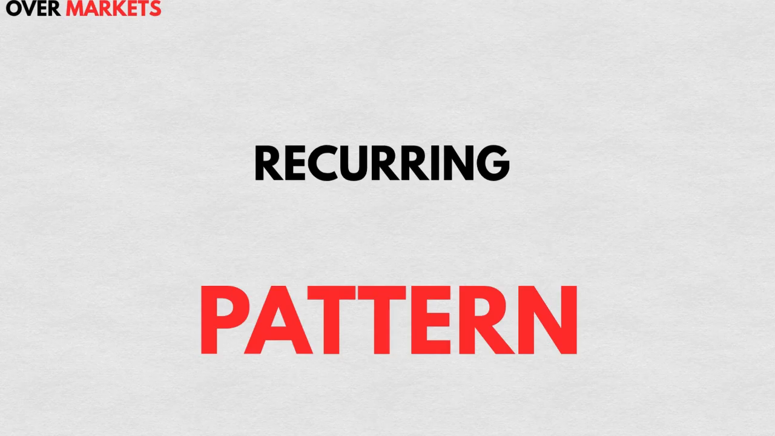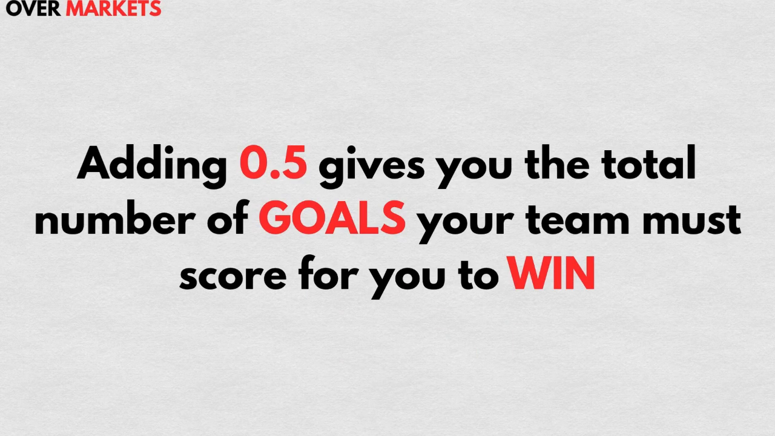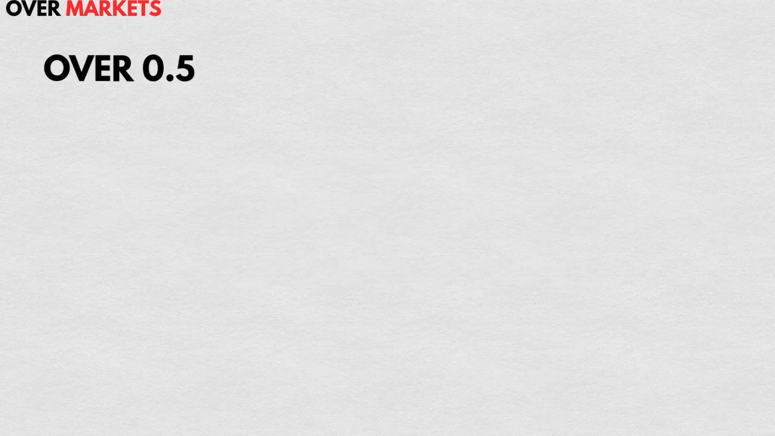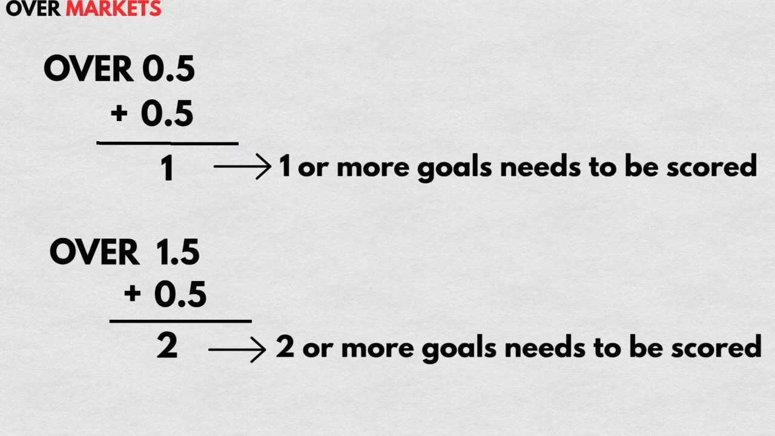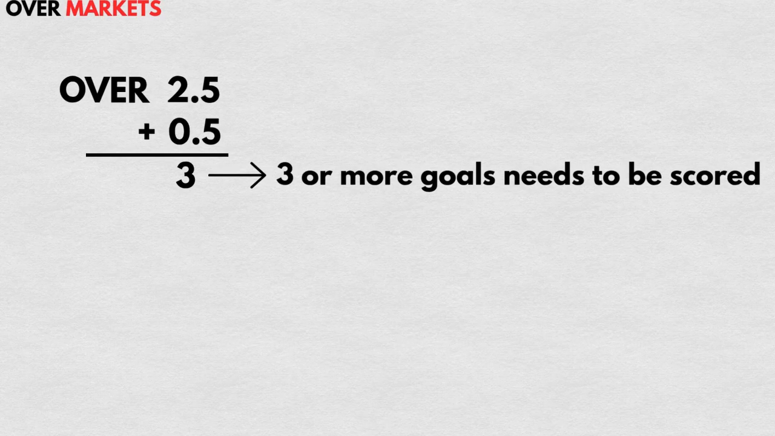If you notice, there's a recurring pattern here. Adding 0.5 gives you the total number of goals your team must score for you to win. 0.5 plus 0.5 is equal to 1. 1.5 plus 0.5 is equal to 2. 2.5 plus 0.5 is equal to 3.